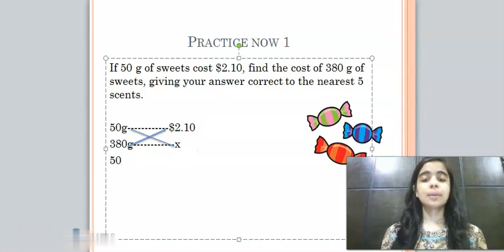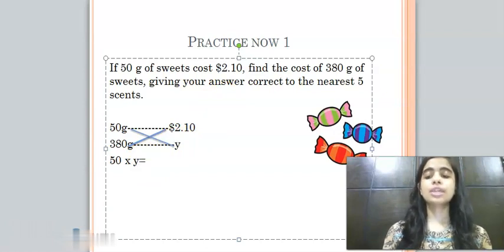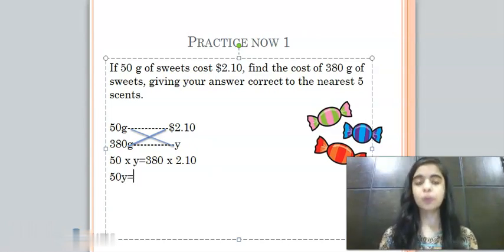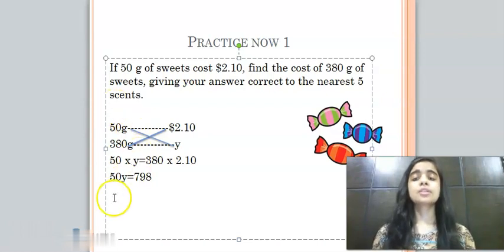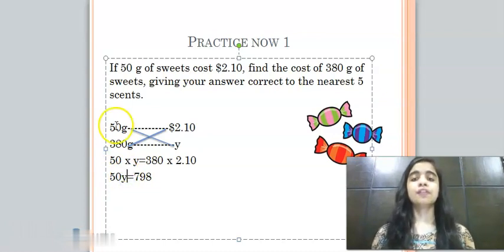So 50 multiplied by X. Let's take Y because this looks similar. So 50 multiplied by Y equals 380 multiplied by 2.10. So 50Y equals 380 multiplied by 2.10, that is 798. Then what will we do? Since we have 50Y over here and 798 over here, we need to isolate our Y. We can divide both sides by 50 so that we have Y alone, because 50 is multiplying Y.